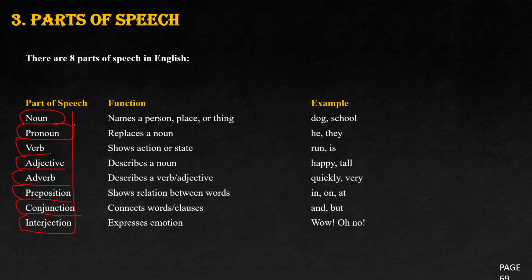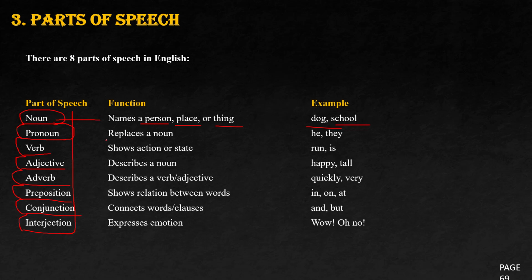Okay, the first one is the noun. It indicates the name of a person, place, or a thing. For example, a dog, a general word. School, again a general word. Names like Disha, right? John, Mary, all are nouns.